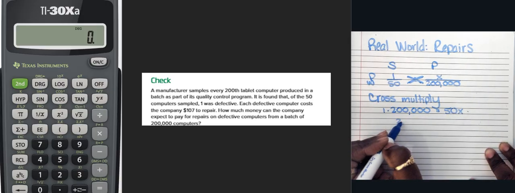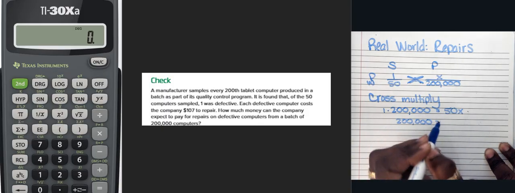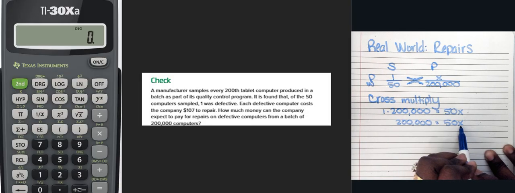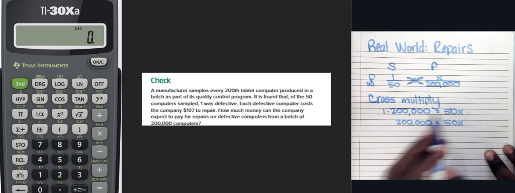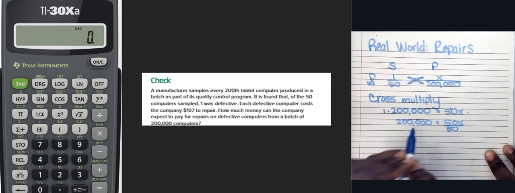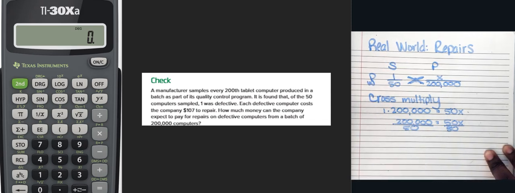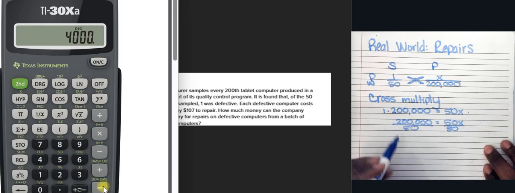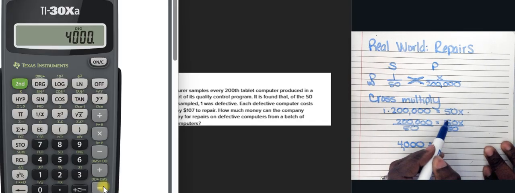So what we end up with is 200,000 on our left hand side, and 50x on the right hand side. Now, our variable is not isolated. I see that we're using multiplication with the 50 and the x, so I need to use the inverse operation, which is division on both sides. I'm going to divide both sides by 50. So 200,000 divided by 50 gives me 4,000, and that is equal to 50 divided by 50 is 1, so that's canceled out and we're left with x.